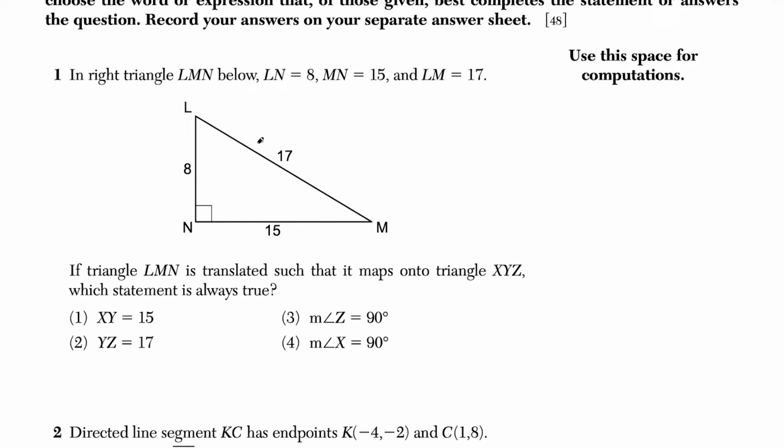Question 1, in right triangle LMN below, LN equals 8, MN equals 15, and LM equals 17. If triangle LMN is translated such that it maps onto triangle XYZ, which statement is always true? So for this one, one thing we have to know is that if we translate this triangle, the resulting triangle is going to be congruent to the original because a translation is a rigid motion. We're just sliding this triangle, so the size and shape does not change.